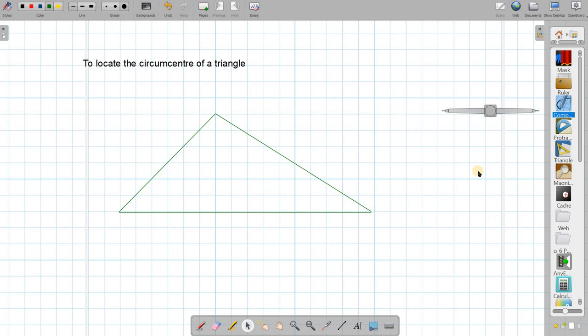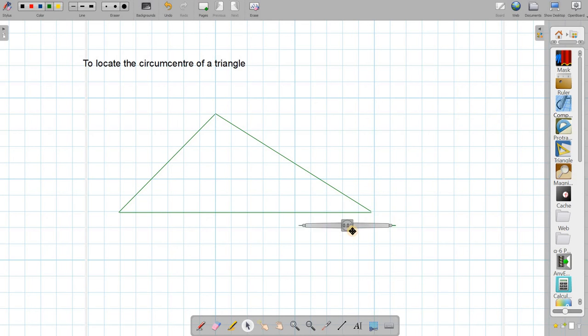What is the perpendicular bisector of a line segment? See here, the three sides are three line segments. If I take the horizontal base of this triangle, it is a line segment. What is the perpendicular bisector of this base? It is actually another line. It is not a line segment, but it is a line which is perpendicular to the base and which divides the base into two equal parts. So that is what it is. You know how to draw it, you can recall it.